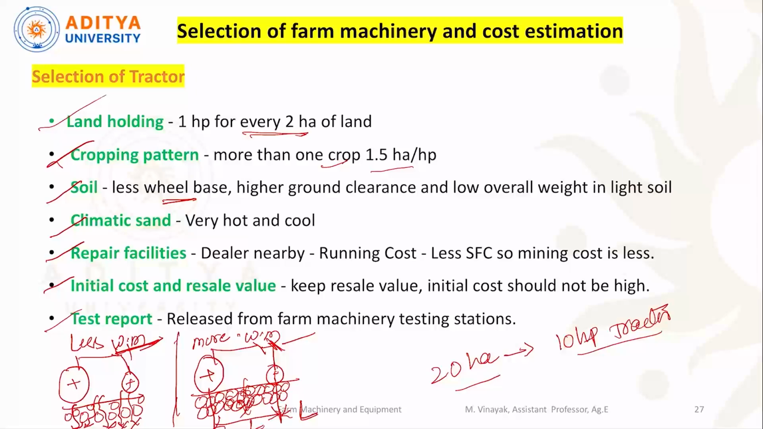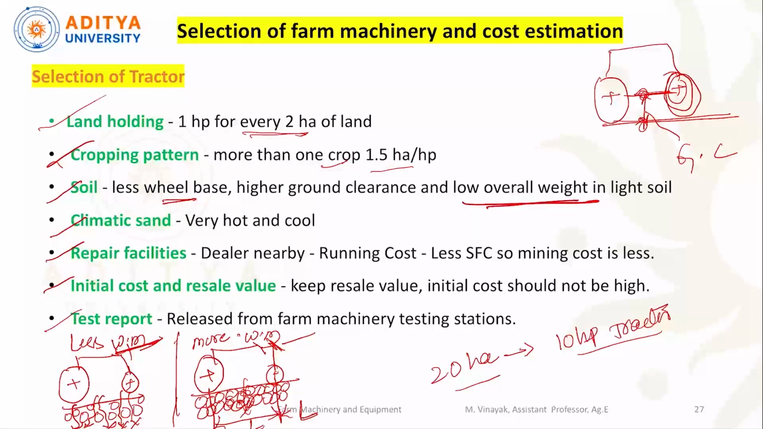So next one is ground clearance. Suppose this is a rear view of the tractor. The chassis provides this, and this is the ground surface. From the lowest point of the tractor to the ground surface, that is called the ground clearance. Next one is low overall weight in light soil.